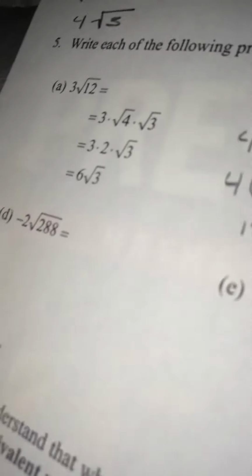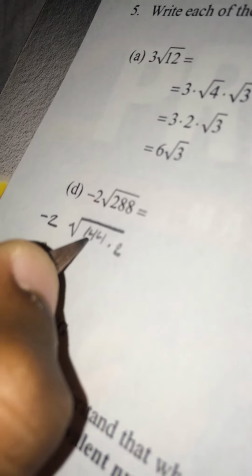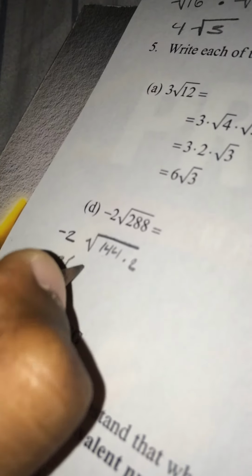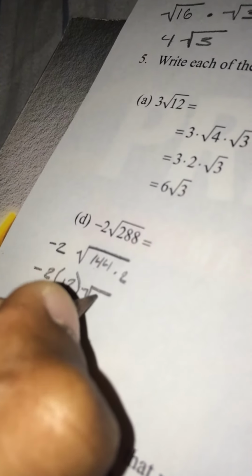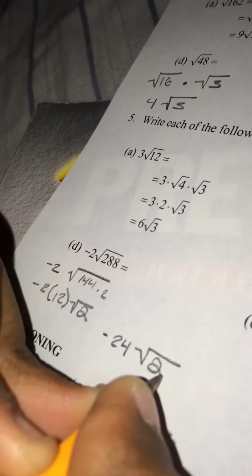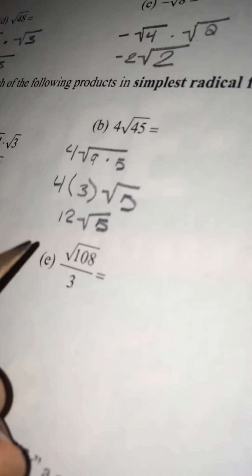Now you could do as we've been doing before. -2. What could equal -2? Well, of course you could do 144 times 2, really off the head if you really want to think of it. So then you bring down -2. Square root 144 will actually be 12, and then keep the radical 2, square root 2. So then -2 times positive 12 will equal -24, and bring down the square root 2, and that will be your answer.